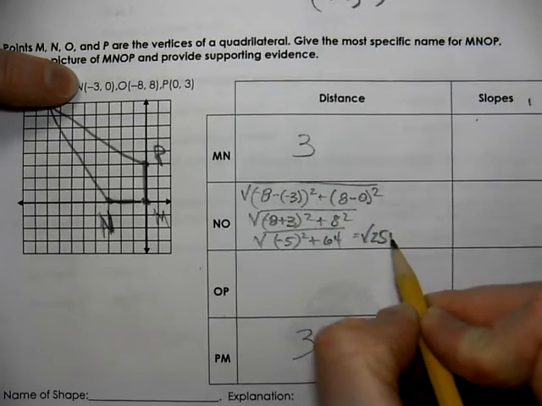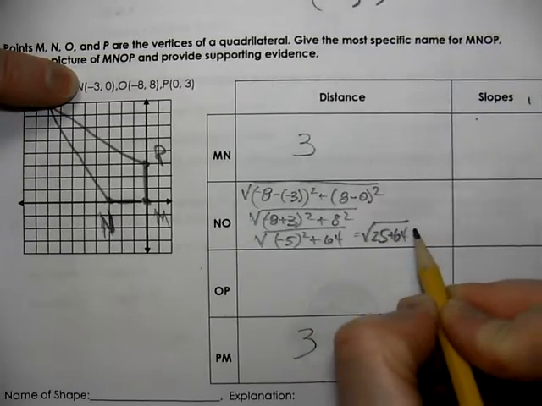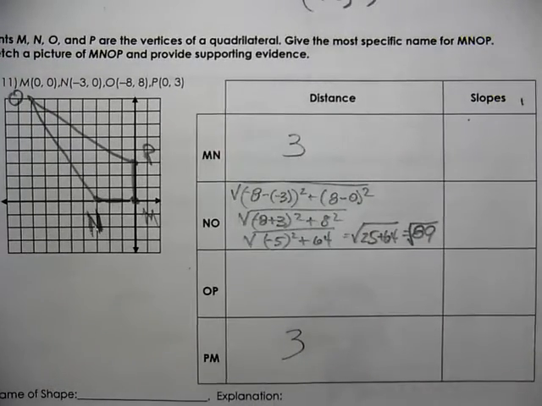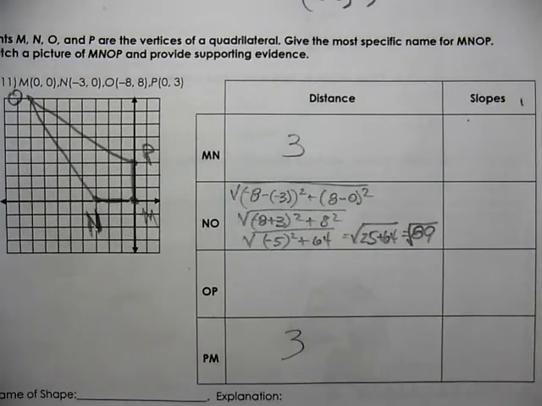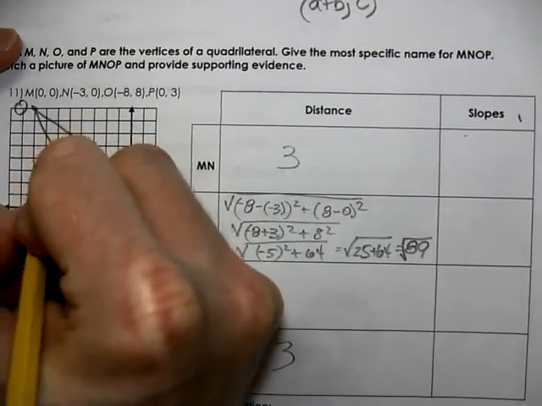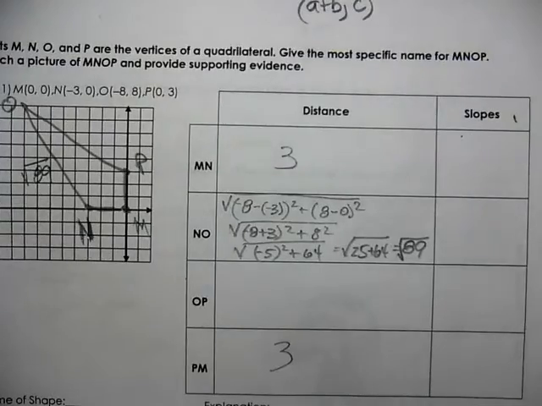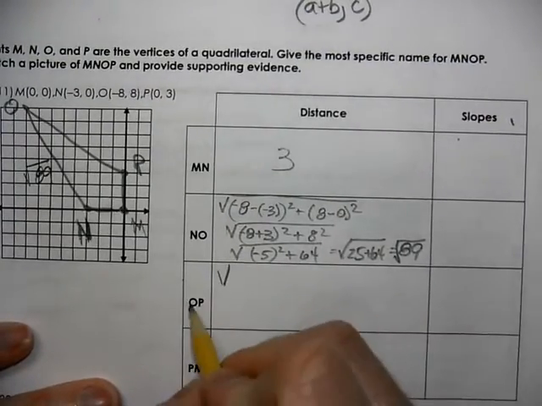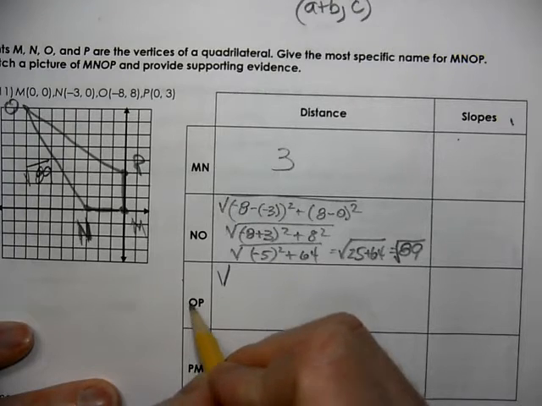So we get 25 and 64. That's 89, the square root of 89. That is NP. You can draw that in your picture if you wish. Then we'll come down and we'll do the calculation for OP.